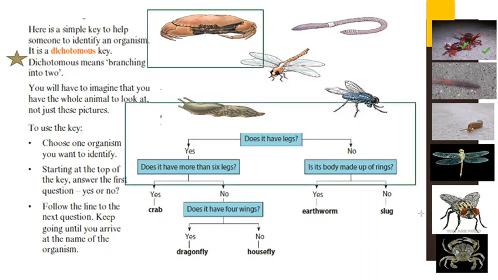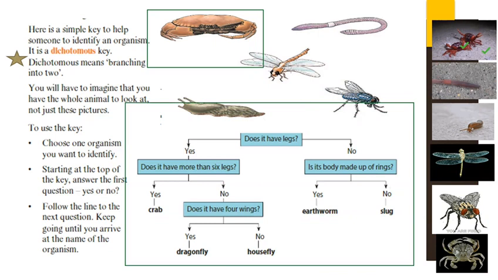We have this key here. We are going to focus now on this organism, and I will move to question number 1 here. Does it have legs? Oh, it's so obvious. It does. So it does have legs. So there is no question of saying no. It has legs. So we'll move to the next. Yes, it has. But does it have more than 6 legs?